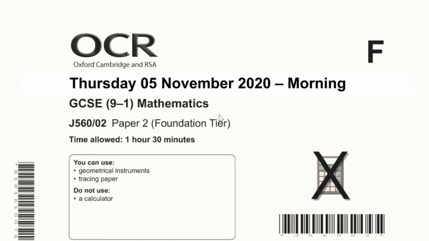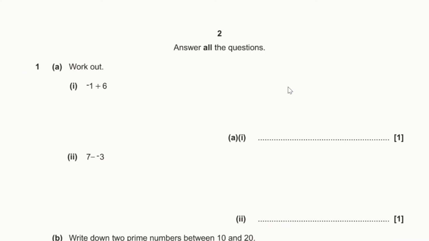This is the OCR GCSE 9-1 Maths Paper 2 from the November 2020 series, and it's a foundation paper. Question number 1. For part A, for the first part, we have to work out -1 plus 6. Now, because of commutativity, we can rewrite this result as 6 subtract 1. On working this out, we get 5.